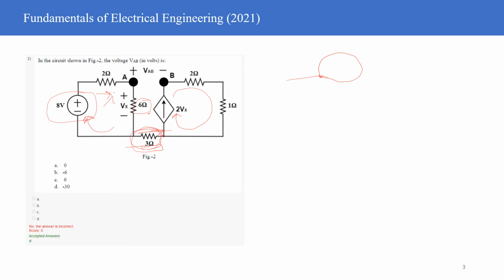Yes, sir. Tell me, Hassan. 8 divided by 6 plus 2, the current will come, so this is equal to 1 ampere that you will multiply by 6 ohm to get the voltage Vx, right? So Vx is equal to 8 volt, correct Hassan? Yes, sir.